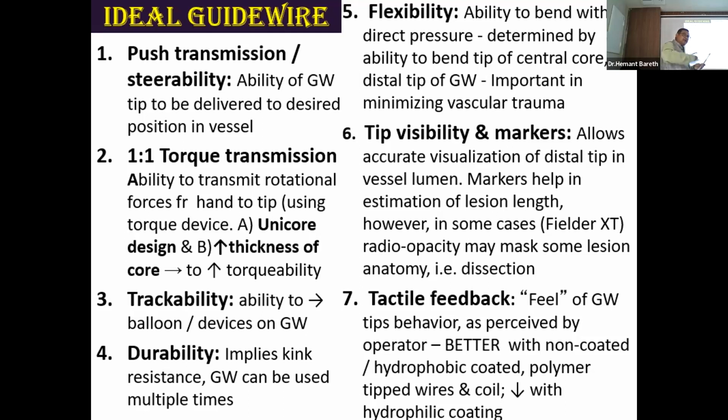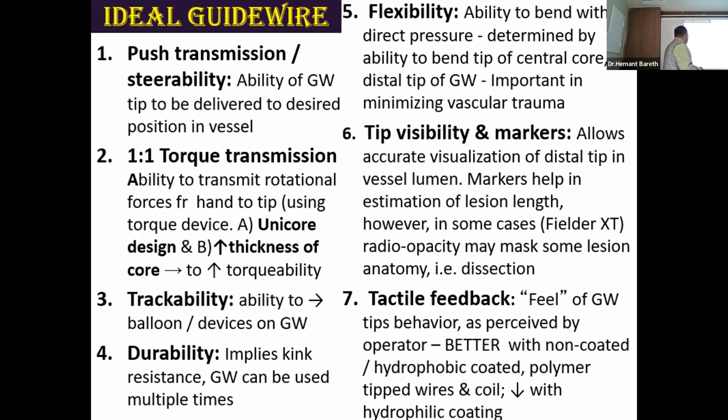If the core is very thin, then there might be some loops and it will not shift. Then the third thing is trackability. Trackability is of two types. One is trackability of the device over the wire, and the other is trackability of the wire to go along the vessel wall. So if it is a tortuous lesion, you require the wire to track along all the tortuosity. For good trackability, what you require is low friction. So the wires which are polymer coated or hydrophilic, because they have got low friction, will be tracking well. And there are other things also that I will show you.